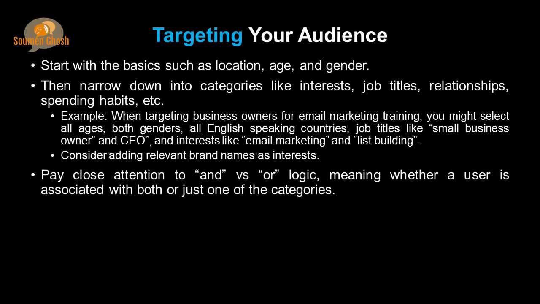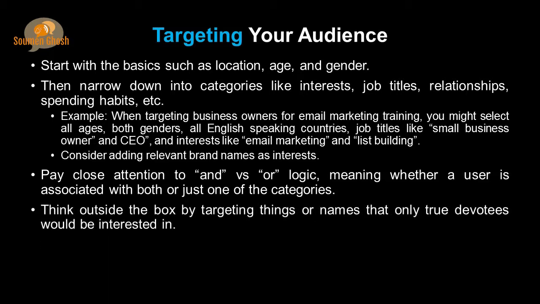Pay close attention to the combination logic you're using. By this I mean and versus or logic. For example, do you want to choose any people who are interested in either email marketing or Aweber? Or do you want to choose only the people who are interested in both email marketing and Aweber? The latter approach is represented by the narrow audience button below the targeting box. There may be benefits in some cases to a broad or logic approach, but generally you want to get pretty narrow for the most effective targeting.